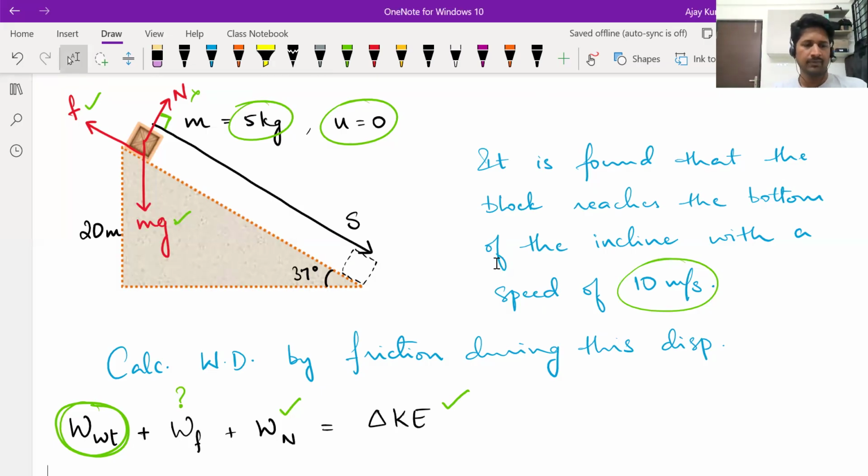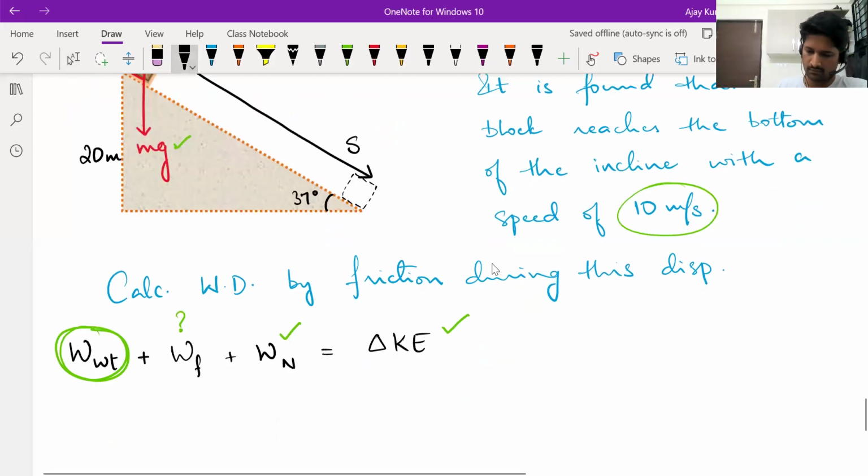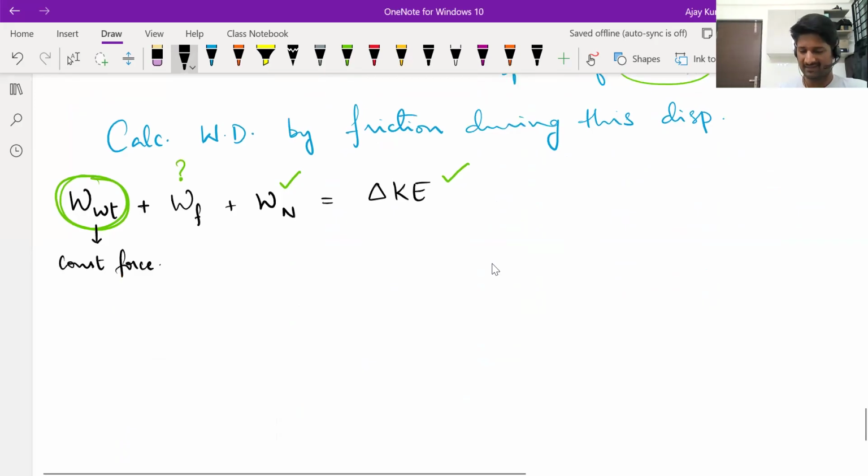One of you tell me, is the weight of the block a constant force or a variable force? Constant, sir. And how do you find out work done by constant forces? What is the formula we use to calculate work done by a constant force? F s cos theta. F dot S. Correct.